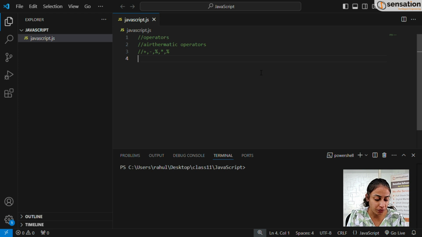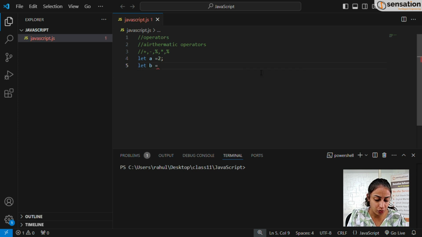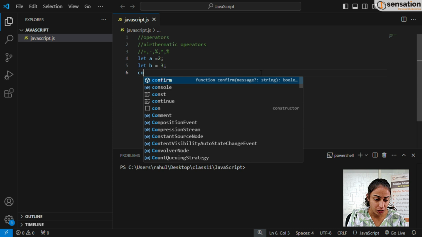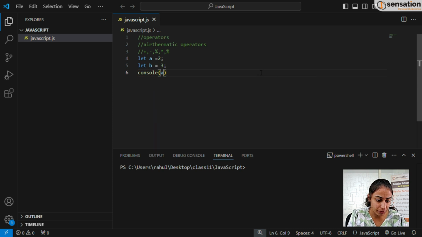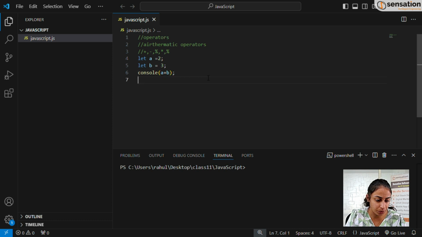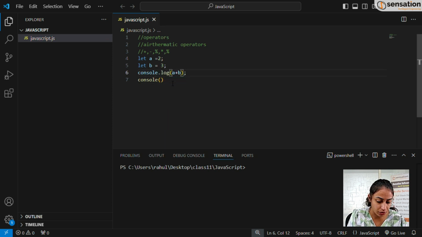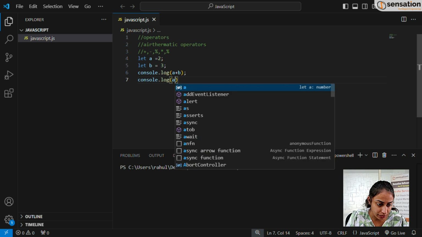Explaining one by one, let a equals 2 and let b equals 3. The first arithmetic operator is addition, console.log a plus b. It will add the two numbers. Now we have console.log a minus b.